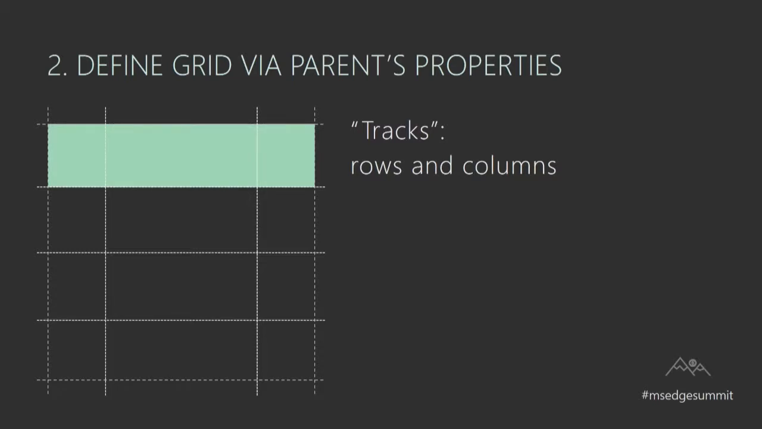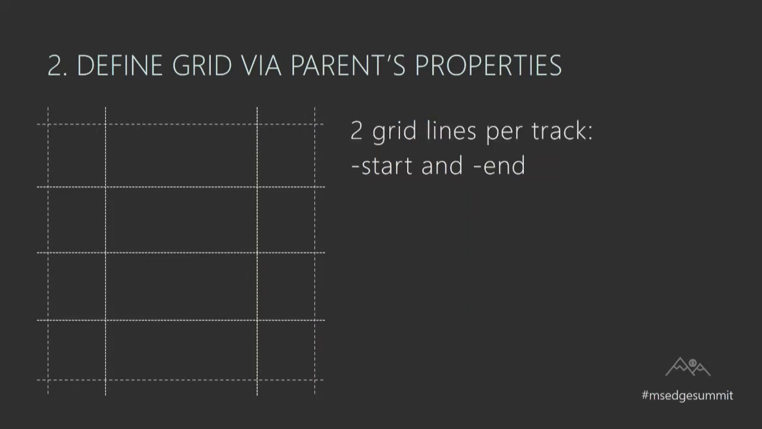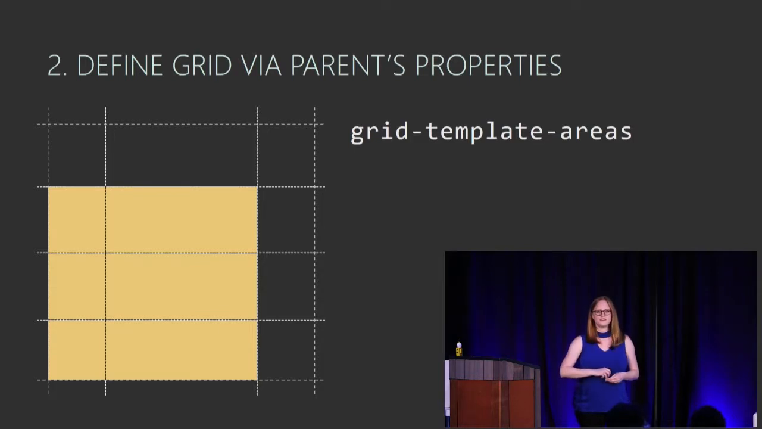When we define a grid, we create what are called tracks, which is a cumulative name for rows as well as columns. So we've got 4 and 3 in there. When we create tracks, we create 2 grid lines per track, a start and an end value. Sometimes these are synonymous with the edges of the grid themselves. You can also name lines, but we won't be getting into that today. We can also create grid template areas, which span both rows and columns and make it easier to place elements into the grid because it controls both sizing and placement at the same time.